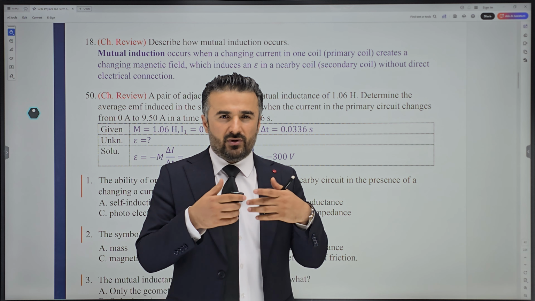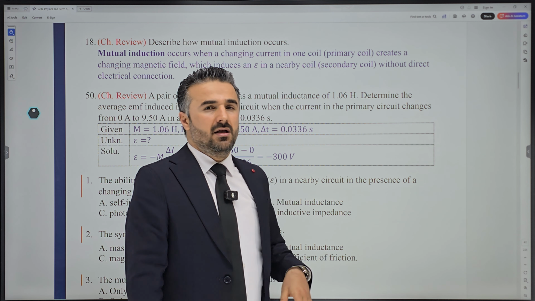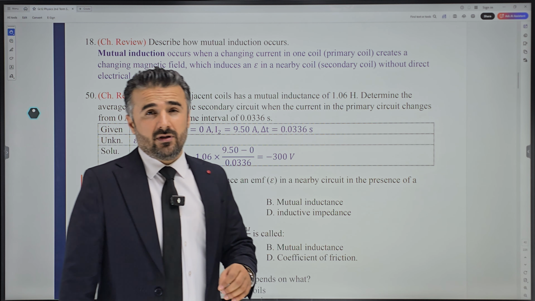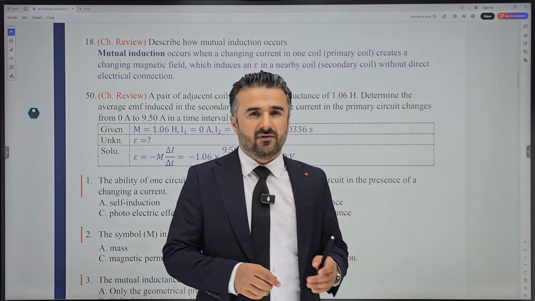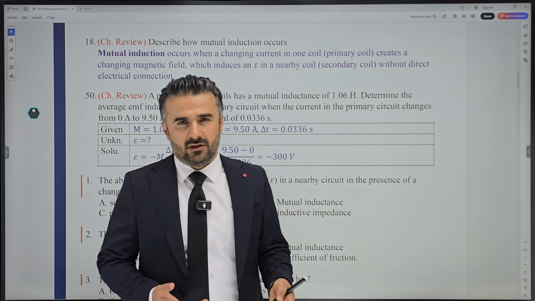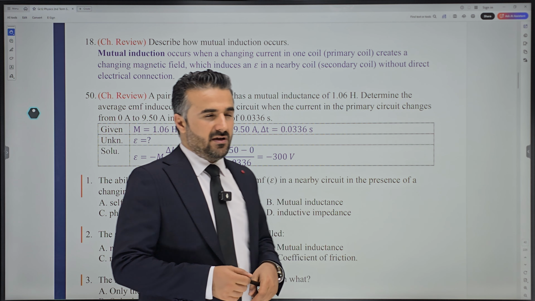There is no direct connection between the two coils. They are not connected. This iron core between the two is only helping them to transfer the magnetic field efficiently, or easily, from one coil to the other one.